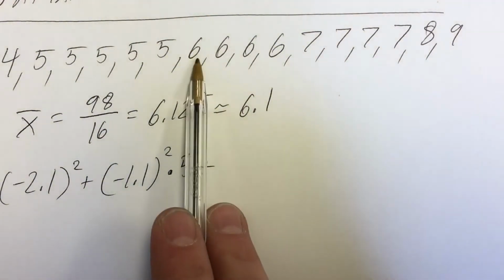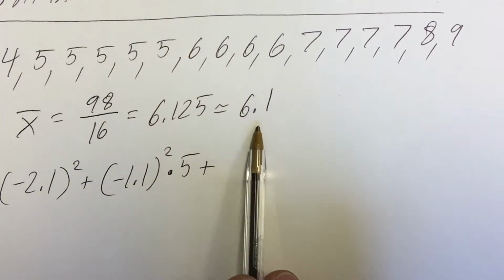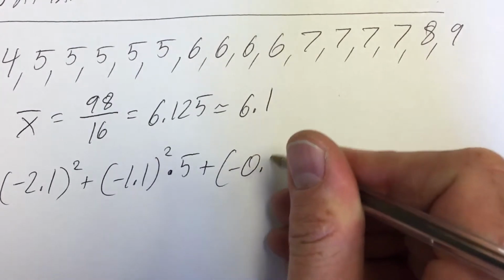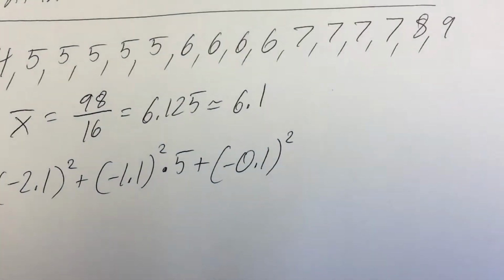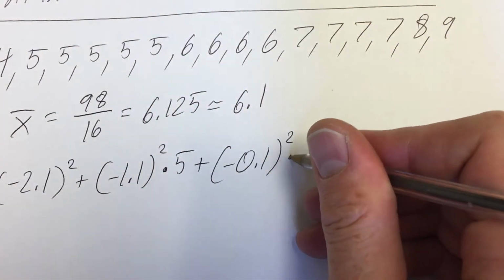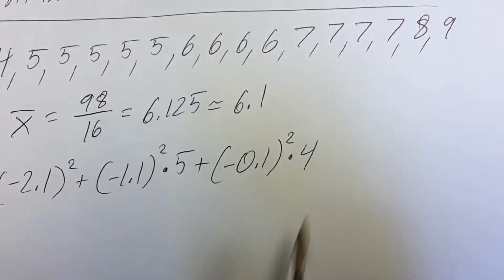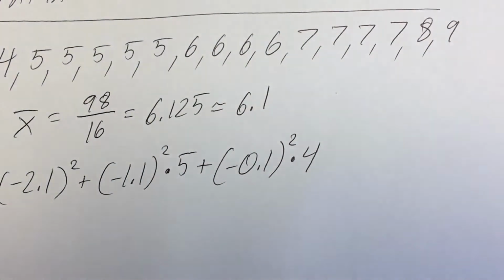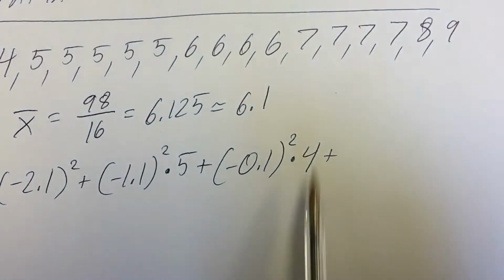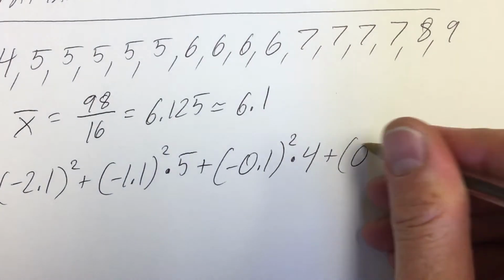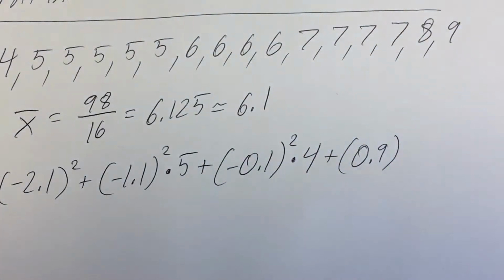Our next number in the sequence is 6. 6 minus the average or the mean would be negative 0.1, and that value again is squared. And again, we have 4 6s, so instead of solving the equation 4 times, we can multiply this value by 4 for our variance and standard deviation. The next value is 7. 7 minus 6.1 will give us a positive value of 0.9, and again, we will square that value.